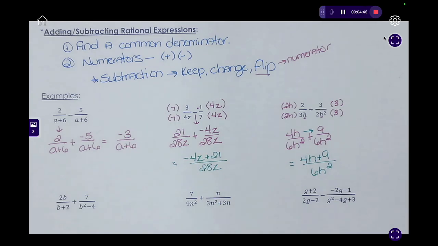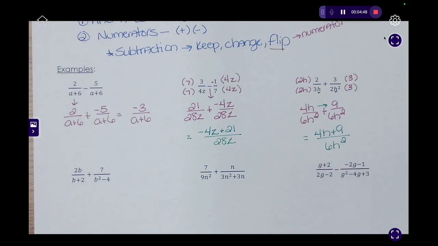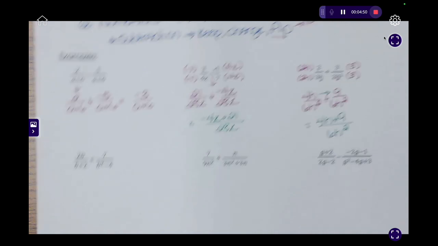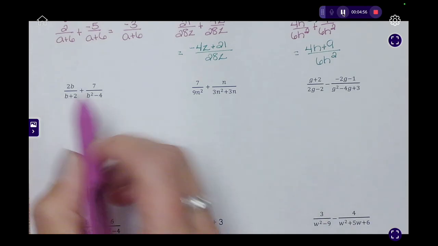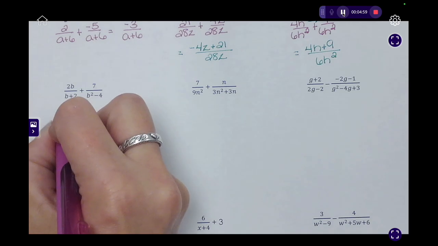Now we're going to do a couple where we might have to factor them out first. Okay, so it is a possibility that you have to factor them out first to find that common denominator. All right, so let's look at this one. Nothing to factor on this one, so I'm just going to bring this one down. It's staying the same.